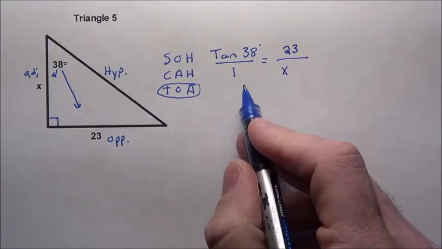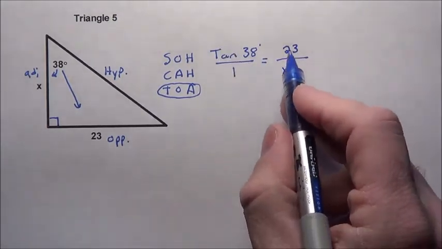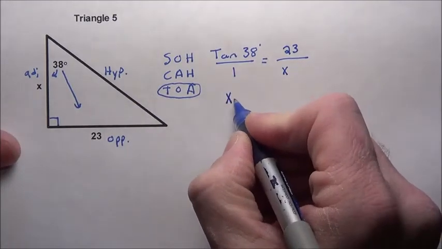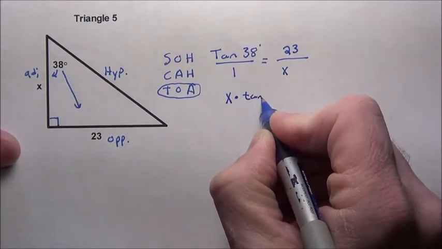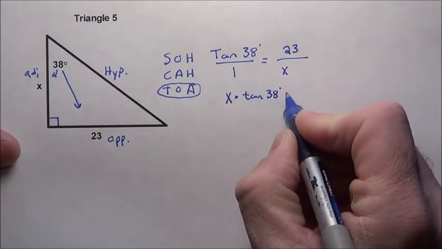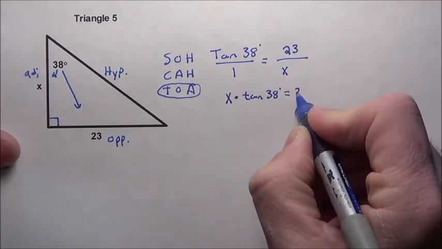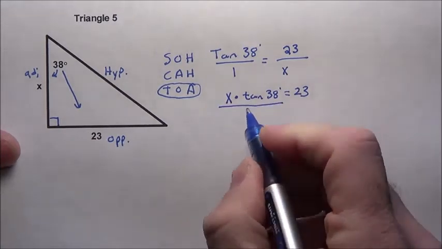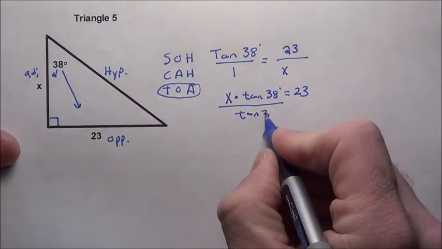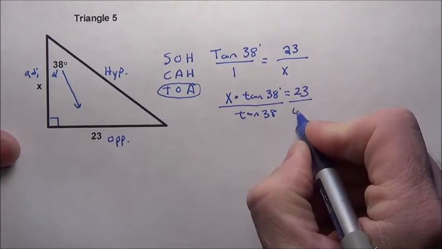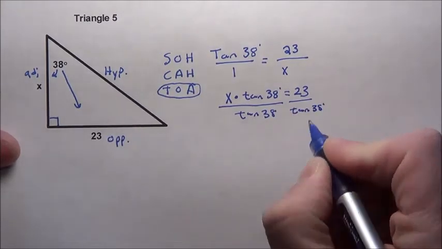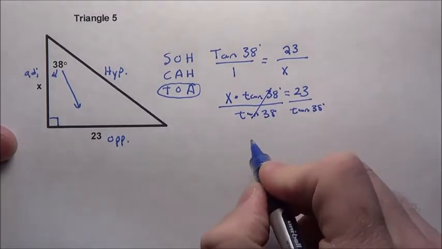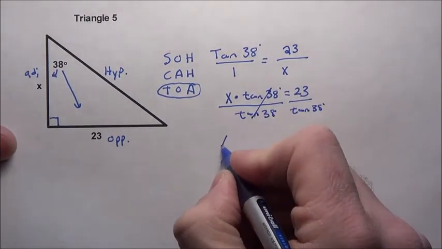So now I have a proportion. So I just simply use the means extremes property, cross product. Tangent of 38 times x, so I'm going to write the x first. X times that tangent of 38 degrees is equal to 23 times 1. Well, that's just 23. So now I've got to get x by itself. So I'm going to divide by the tangent of 38. I'm going to have to do it on both sides. Whatever you do to one side, you have to do to the other. That goes away. Again, that's just some number that our calculator is going to tell us.